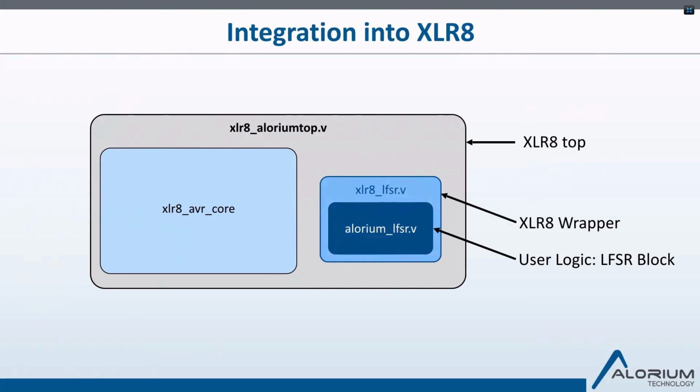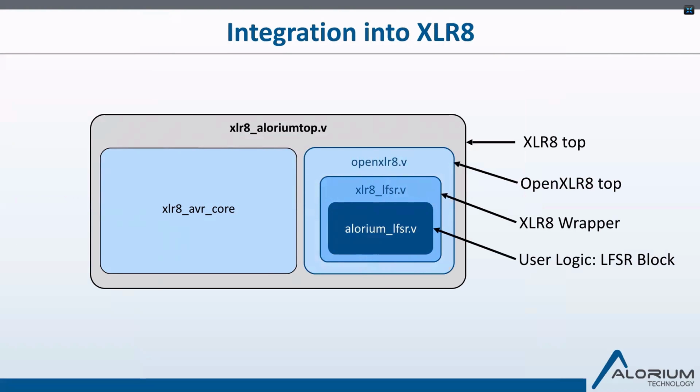Then, taking a next step up, integrating that into the Accelerate wrapper that handles all the IOs and data buses so that it can be used as part of the OpenXLR8 flow. We drop that into the OpenXLR8 top, and then finally integrate that into the Accelerate top. We'll step you through what these files look like, what the code looks like, and what's changed.